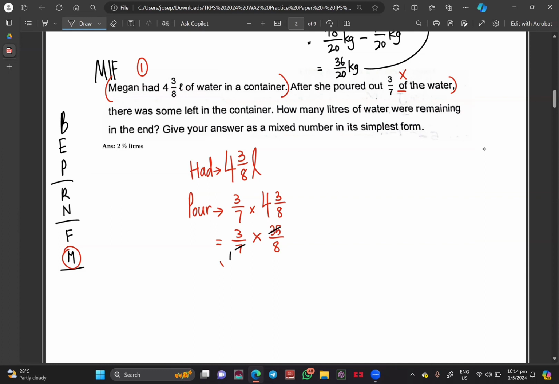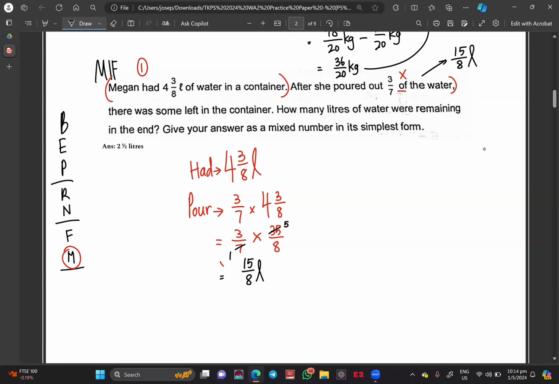But over here, we can see that 7 and 35 can both be divided by 7. So we get an answer like that. It is basically 15 over 8 liters. So 15 over 8 liters was poured out. Yay, we found out how much exactly was poured out.